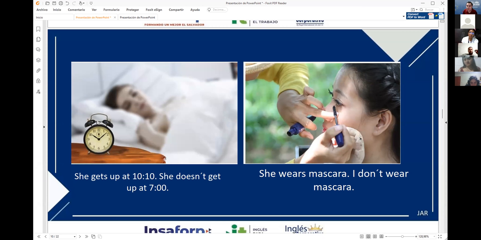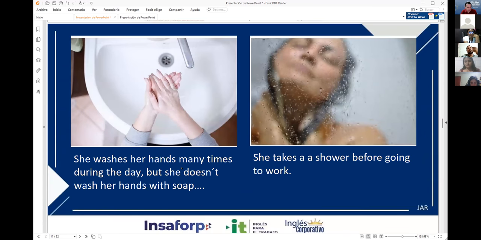Okay, say teacher mascara. Mascara is rimel or something like that, right? Mascara. Well, girls know more about mascara than boys do. She wears mascara. I don't wear mascara. And she washes her hands many times during the day, but she doesn't wash her hands with soap. She washes her hands only with water.